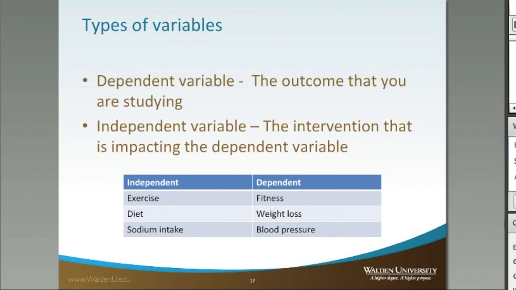So a couple of examples here. I'm doing a study of exercise and fitness. So my exercise program is my independent variable, and my level of fitness is my dependent variable. If I have a diet to promote weight loss, the diet itself is the independent, and the weight loss, maybe in pounds, would be my dependent. I'm looking at the effect of sodium intake on blood pressure. So I have sodium intake as my independent, and blood pressure as my dependent variable.